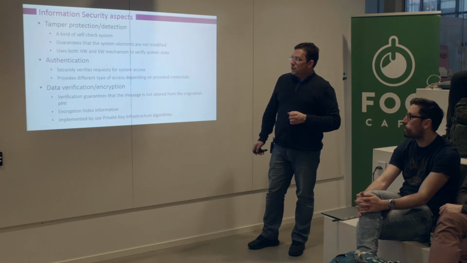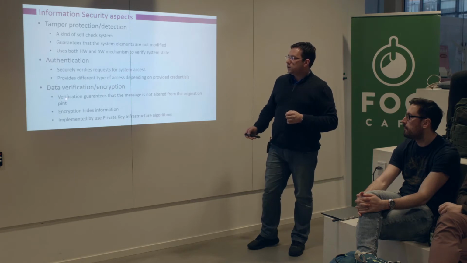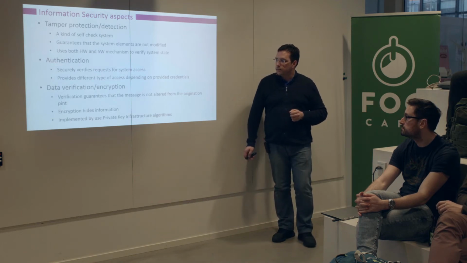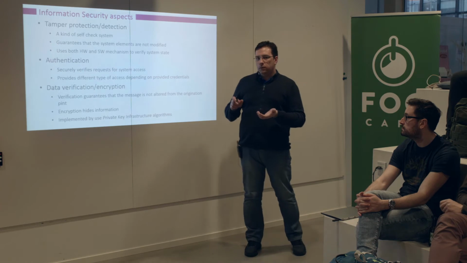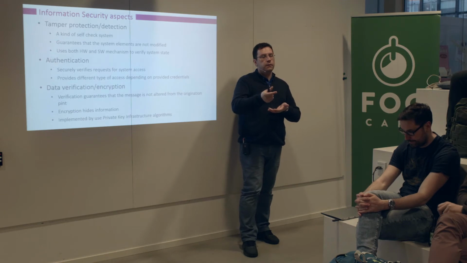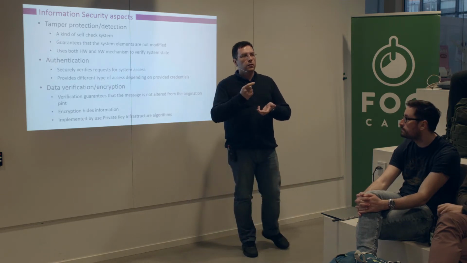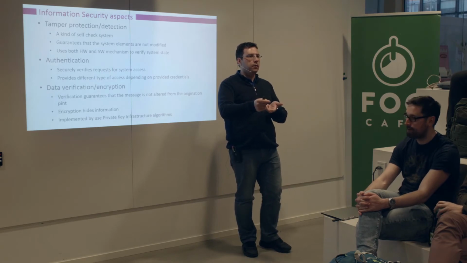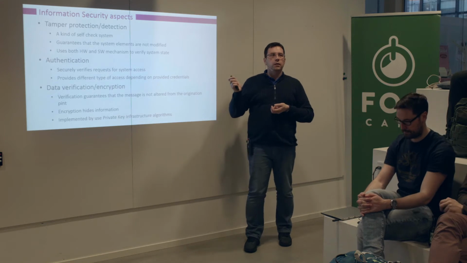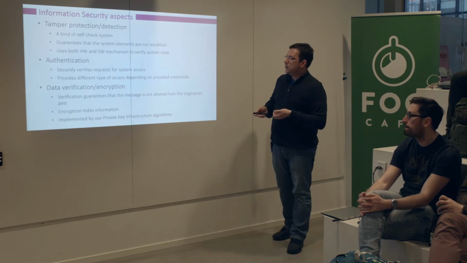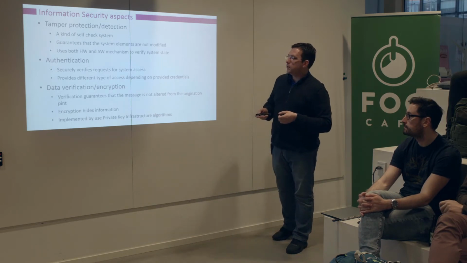Also, there have to be mechanisms for data verification and encryption. Verification guarantees that the message is not altered from the origination point. Which means that if I make a message and I hand it over to you, there has to be a mechanism which will verify for you that the message is actually originating from me. Why? Because there can be someone else pretending to be me and giving you a message in my name. Therefore, the security mechanisms have to guarantee that the message is coming from a trusted source, or from the person who it claims to be.